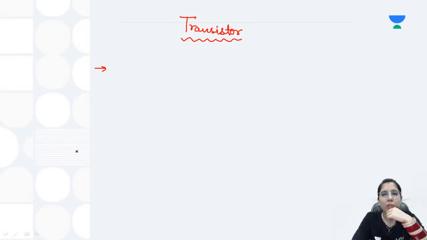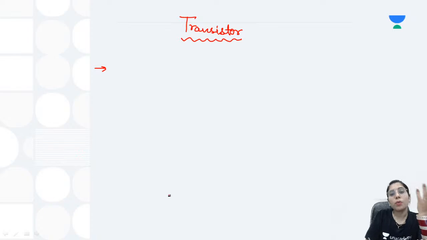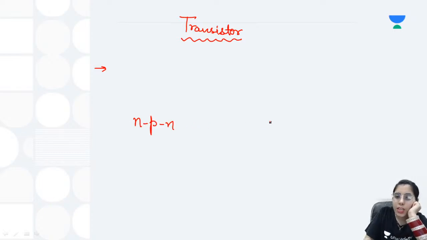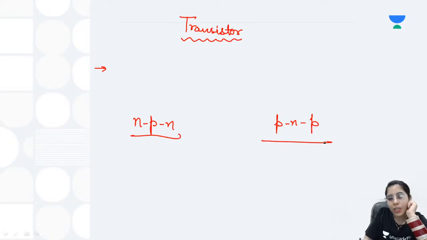I'm even going to tell you what you can consider about the transistor. So the first thing is, you may be familiar with this point that we are going to have two types of transistors. That is NPN transistor is there, as well as PNP transistor is there. Okay, NPN and PNP. So how we form the transistor, that's the first thing.